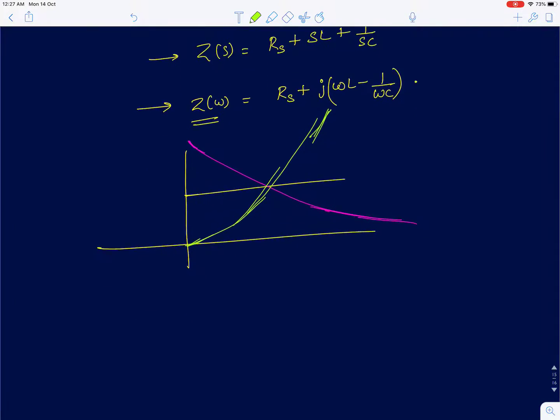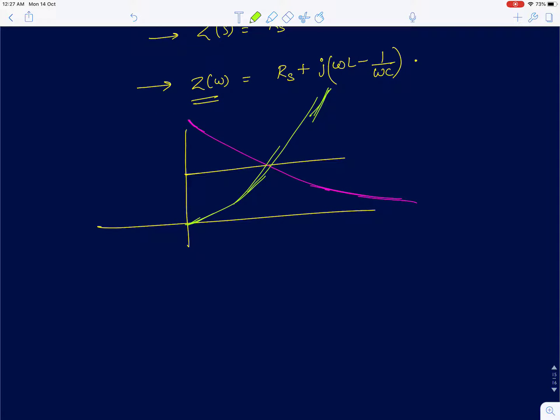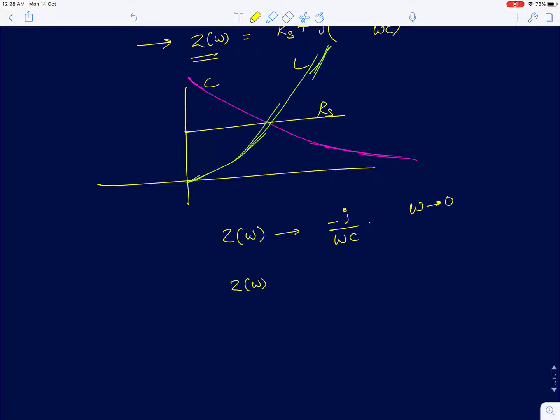And we know that the overall response at low frequencies, the impedance Z of omega, is going to behave like a capacitor, because when you have connected the capacitor here, the inductor here, and the resistor R_S here, the one with the highest impedance will dominate. So minus j by omega C is the response of this circuit at very low frequencies, when omega tends to 0. At very high frequencies, the impedance is going to behave like an inductor, so that's going to be j omega L when omega tends to infinity.